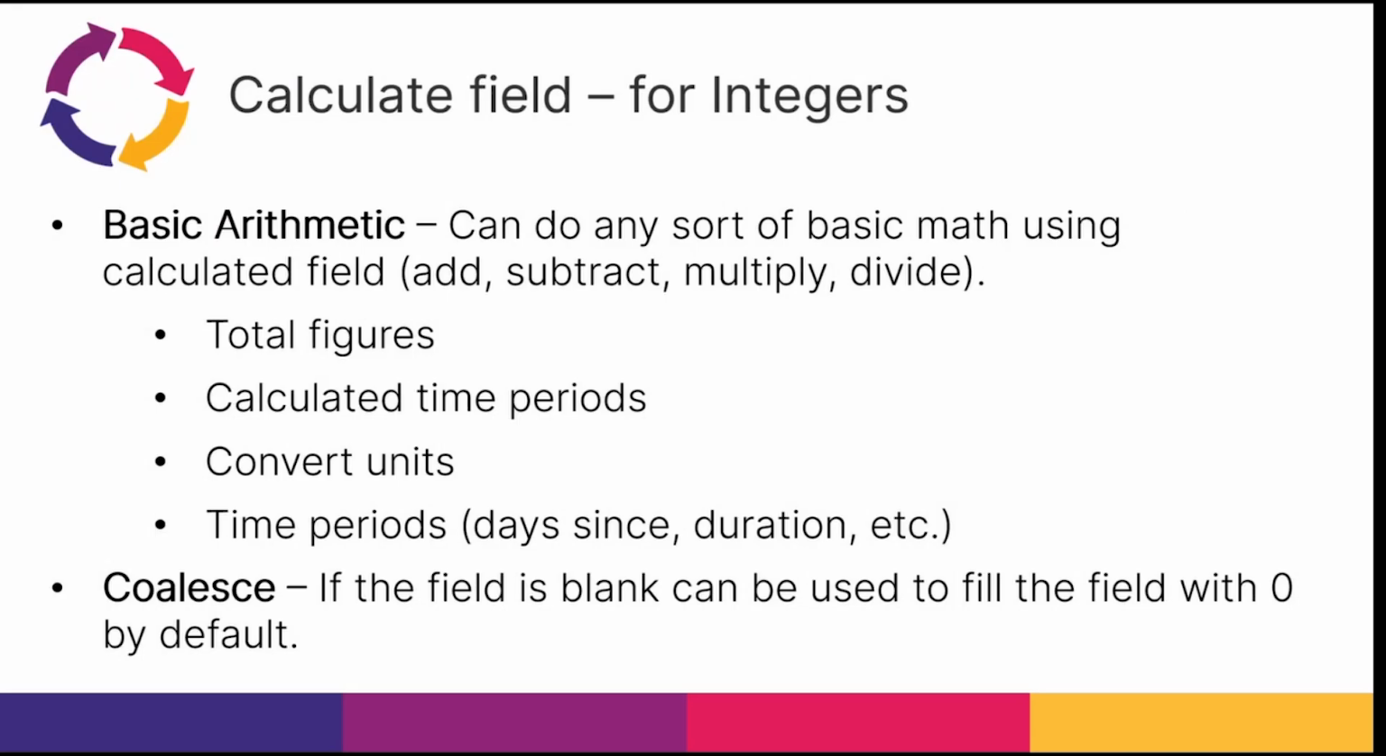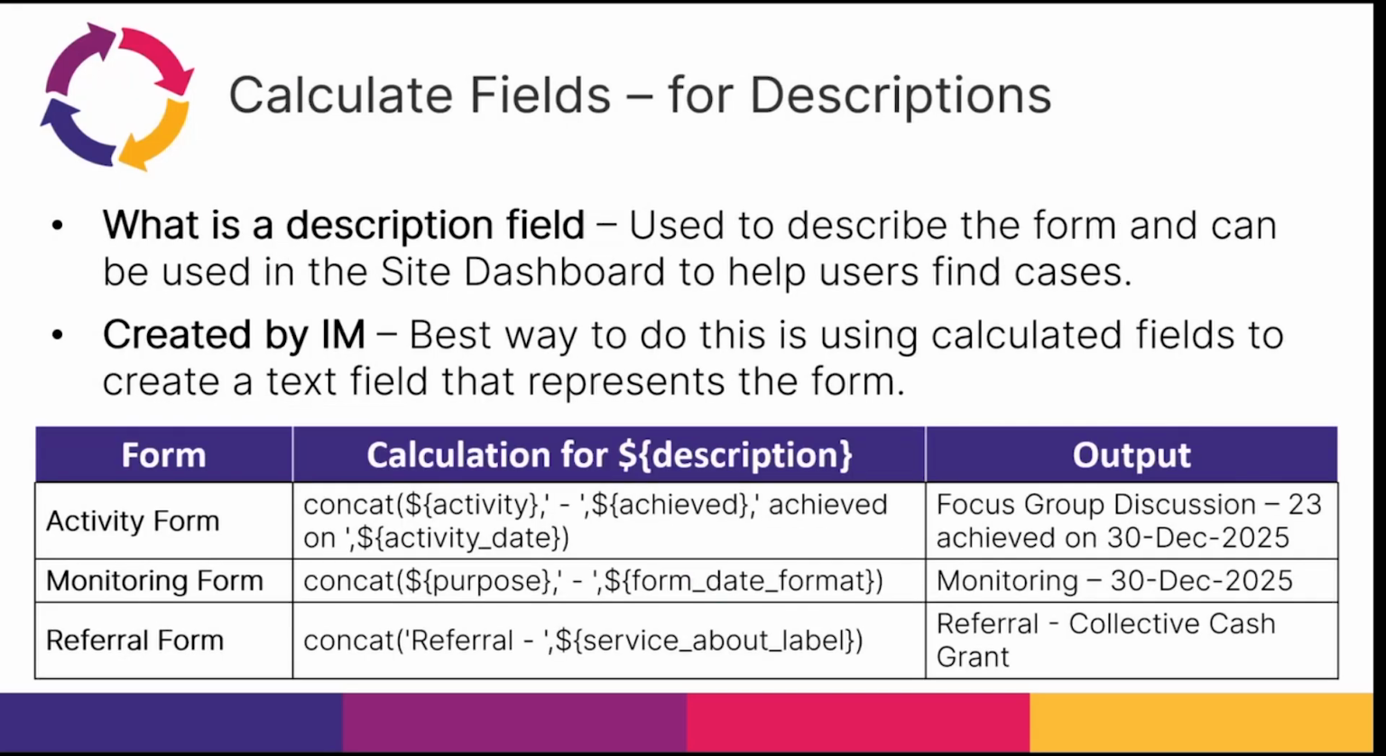It doesn't know how to work with null values. So you can use this coalesce function to basically say, if the field has no value, use 0 or use whatever number you want by default. You can look at the guidance for how coalesce works. It's pretty simple syntax.